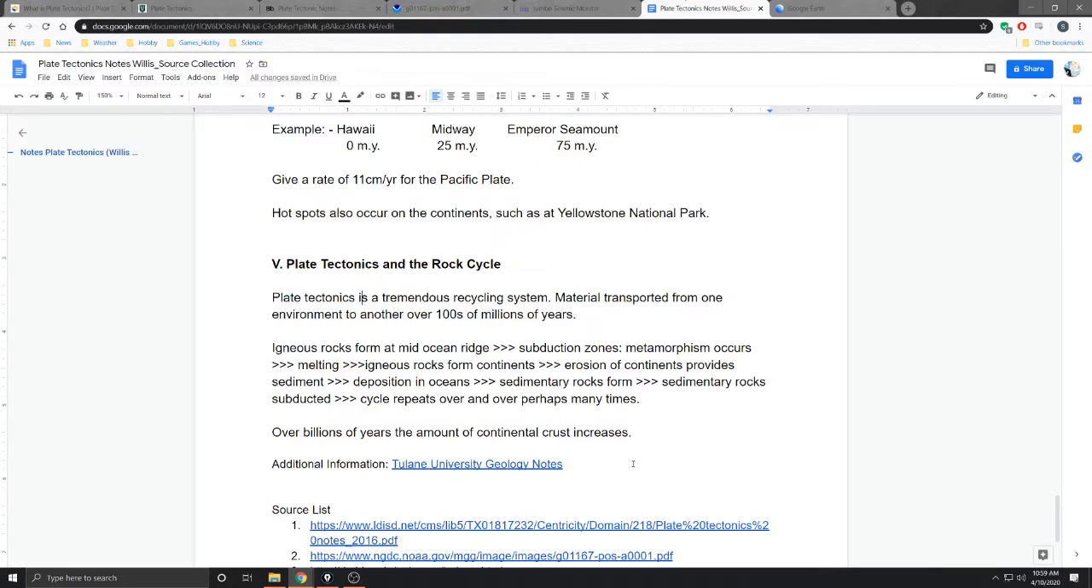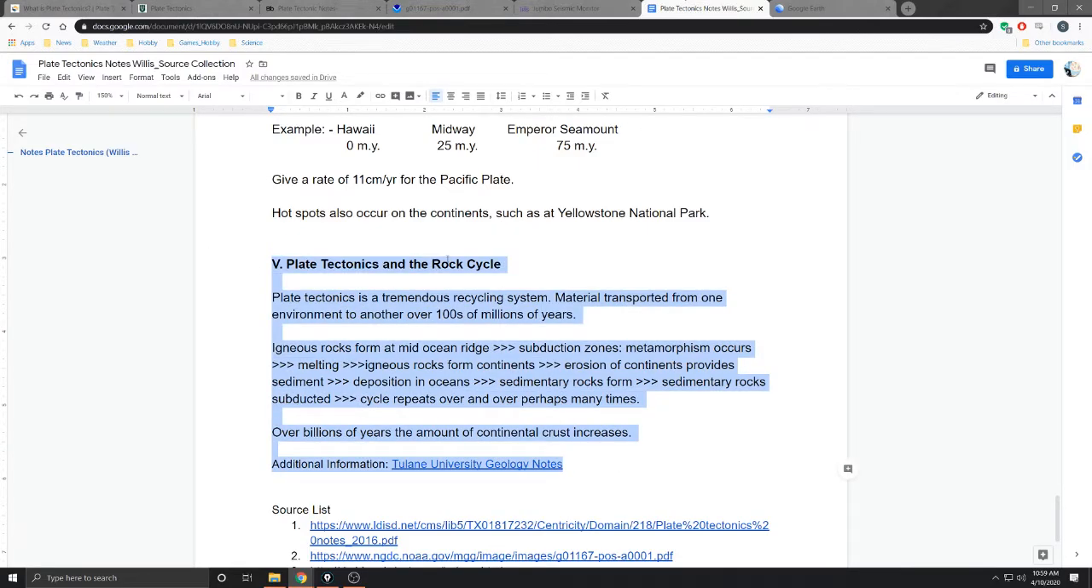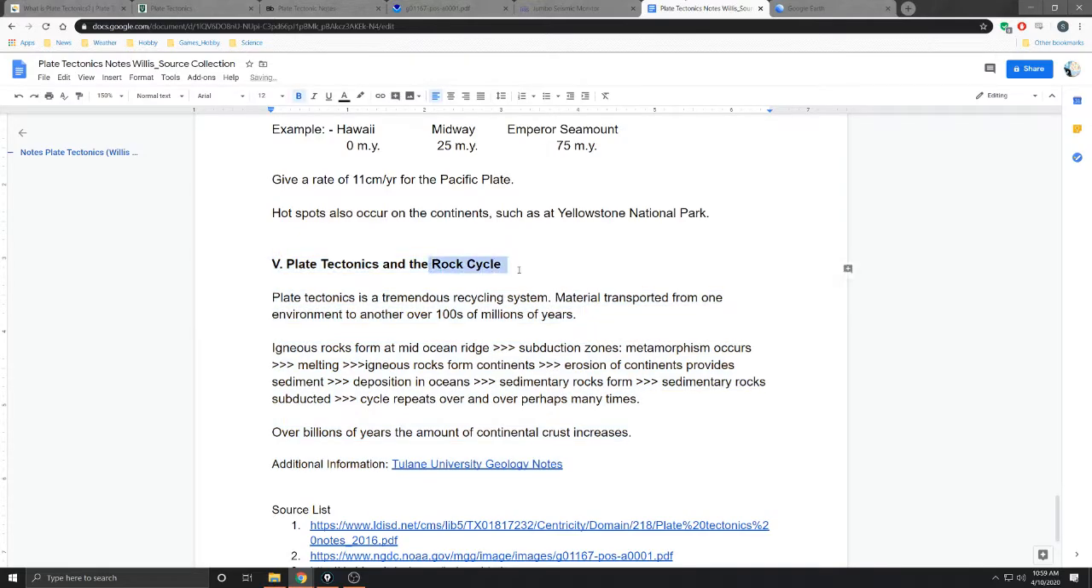Okay, so the big takeaways here. Plate tectonics is the thing that drives the majority of the rock cycle. So remember we were talking about the rock cycle before you guys got out. And the rock cycle is going to be the mechanism for all of these things to change from igneous rock back into sedimentary and metamorphic rock.